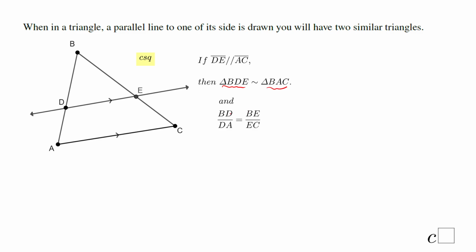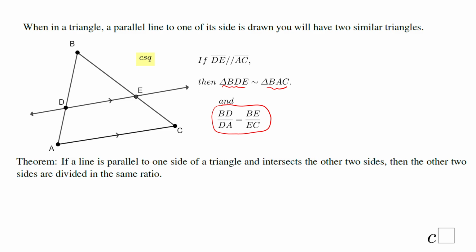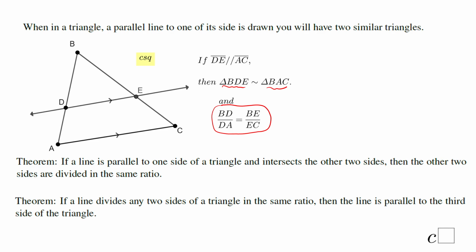If the triangles are similar, you can write this proportion: BD over DA is equal to BE over EC. That is the theorem. If a line is parallel to one side of the triangle and intersects the other two sides, then the other two sides are divided in the same ratio. Now, this is the converse. If a line divides any two sides of a triangle in the same ratio, then the line is parallel to the third side of the triangle.